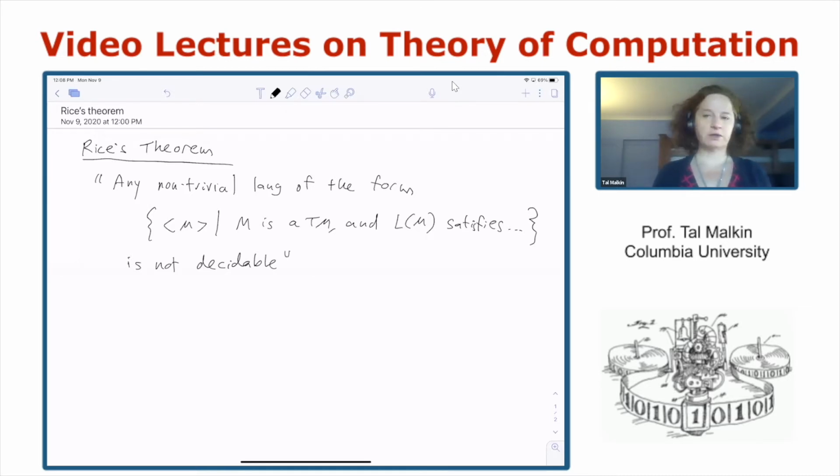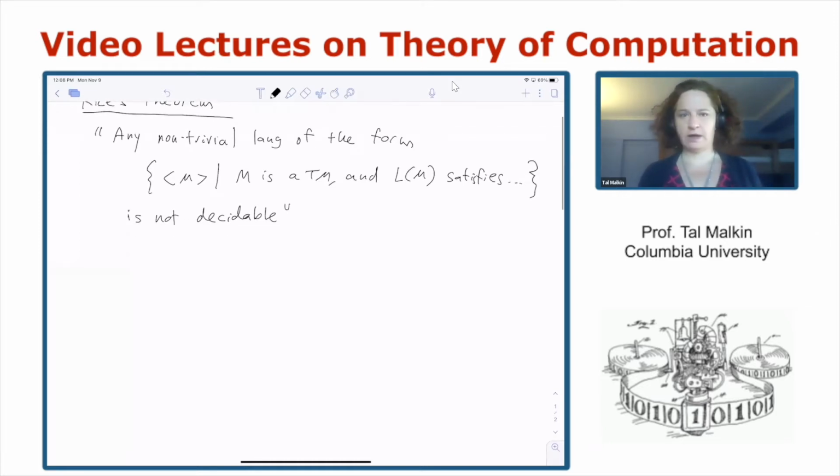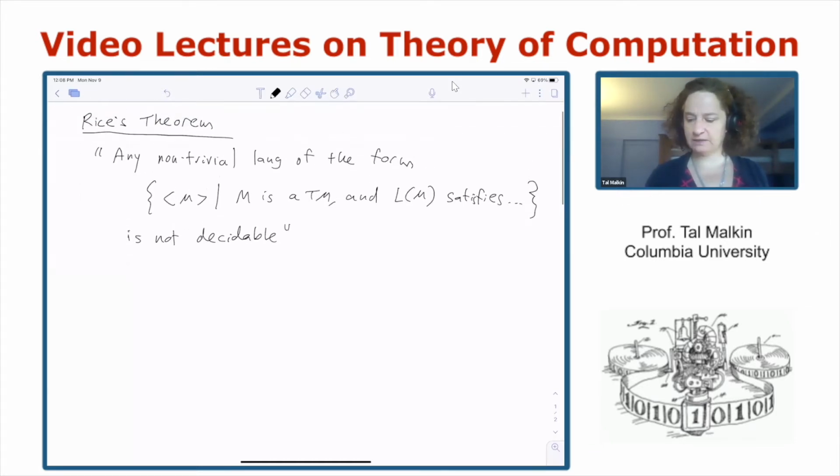But it would immediately include several of the examples we've already seen and many other examples, basically anything that is about the language of a Turing machine. Okay, so let's start with defining this and showing this.